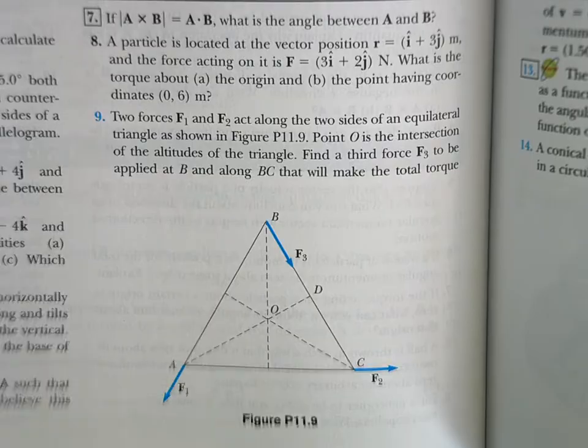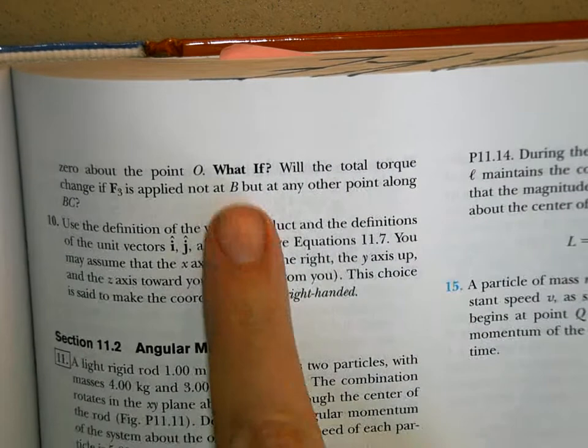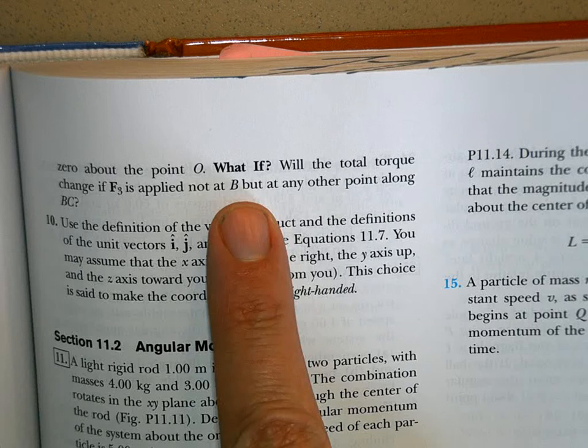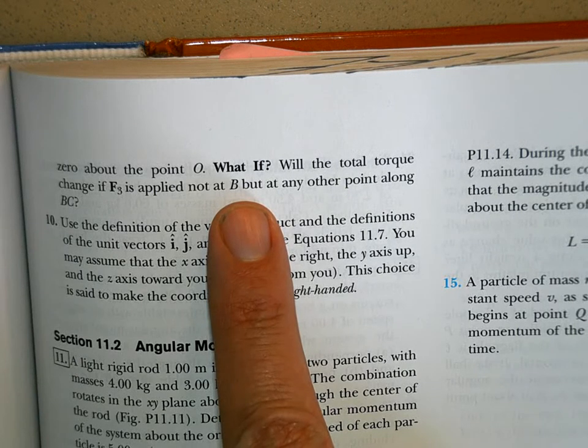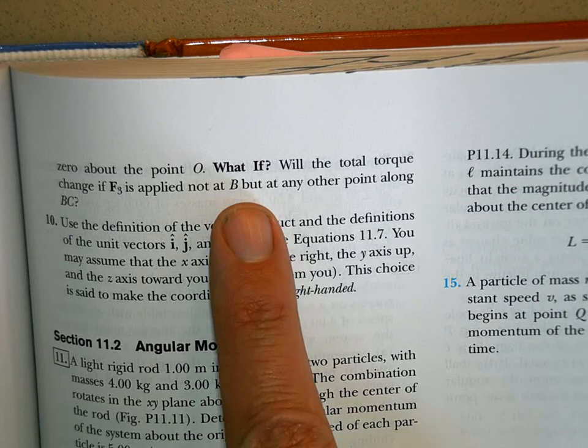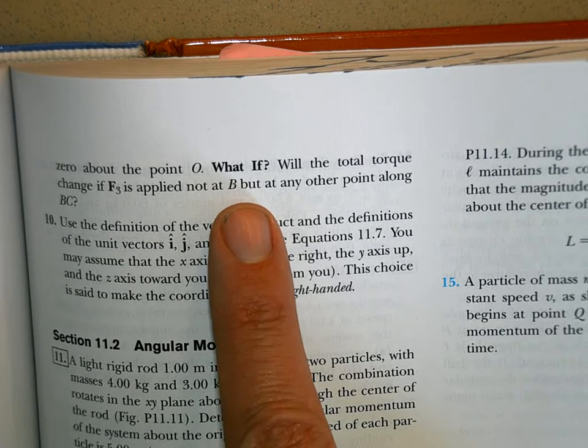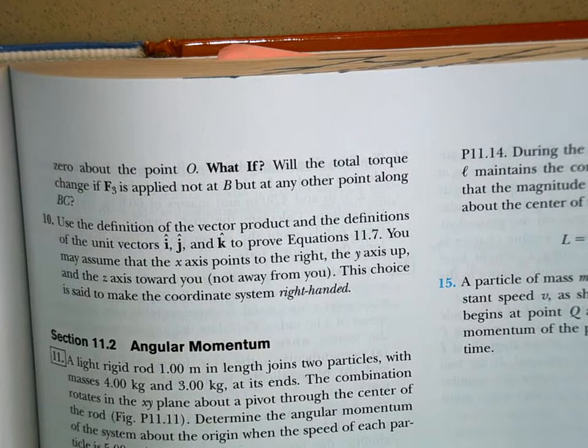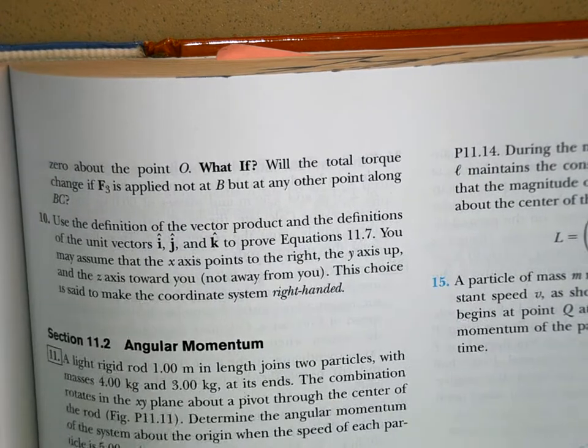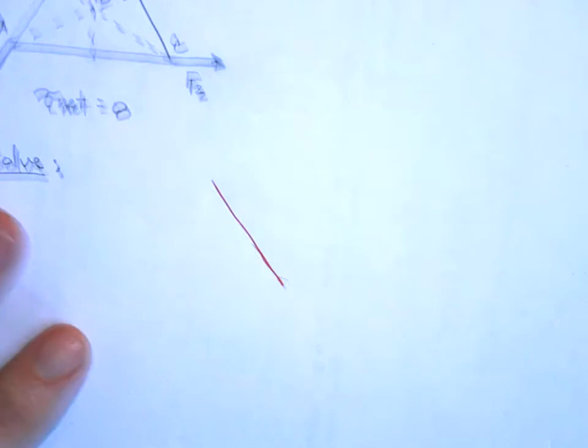Now there is a little what-if part which is continued right here. What if, will the total torque change if F3 is applied not at B but at any other point along BC? The answer is no, and I'll tell you why. All right, but let's do this problem. Okay, so start off with given, find, and solve.